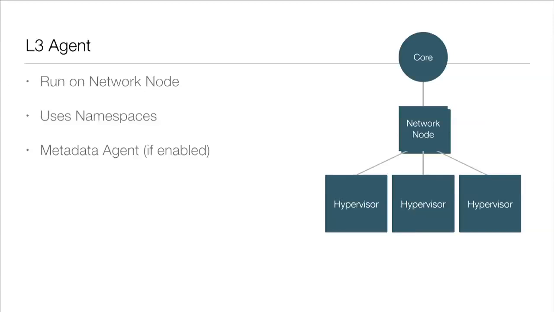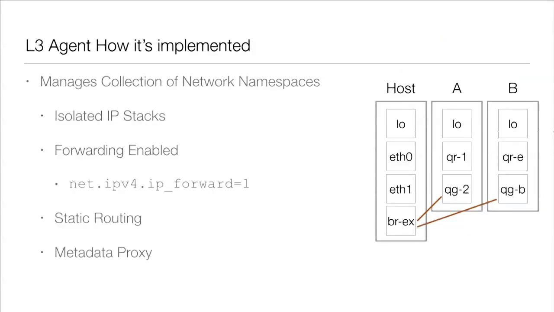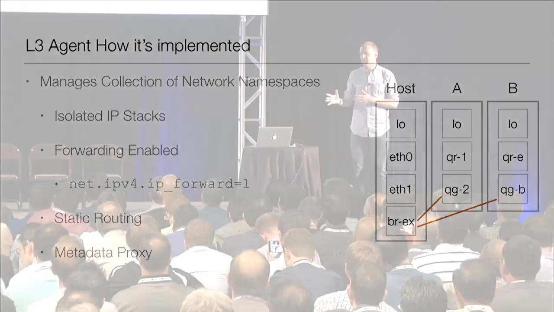So how is the L3 agent implemented? What the L3 agent does in the reference architecture is it manages a collection of namespaces. They each have isolated IP stacks. We enable forwarding, so it is a simple forwarding device, but it is static-based routing, so you can put static routes in there. The current implementation does not use dynamic routing, so if you're looking for something that uses, say, BGP or OSPF, that support's not in Neutron right now. That's something that lives at a higher level layer, but you can also write tools to push static routes in if you wanted to use, say, an external BGP speaker, as well as the metadata proxy.